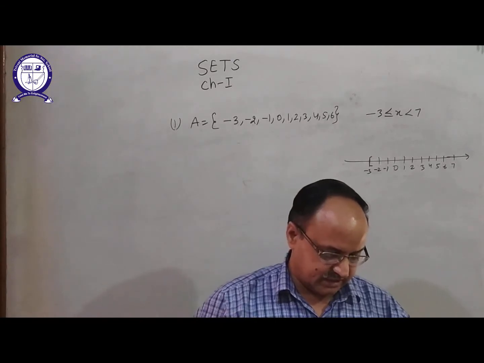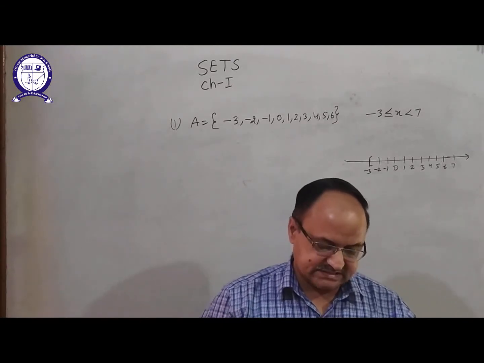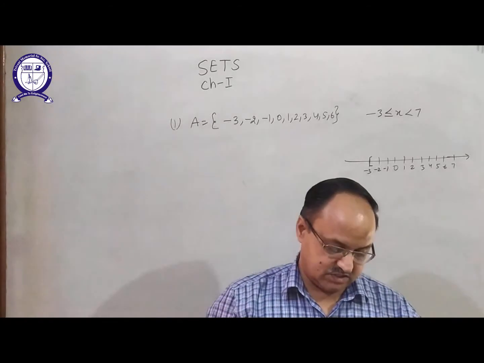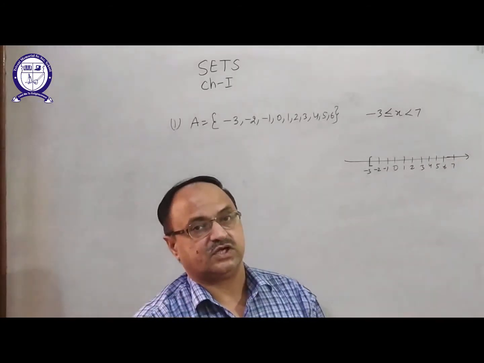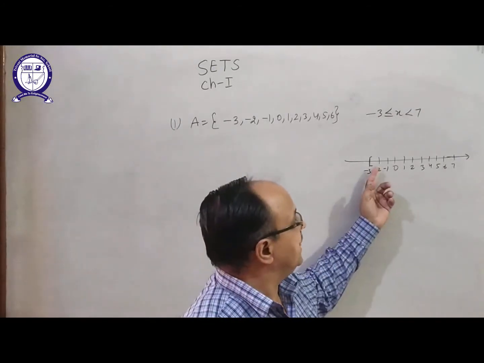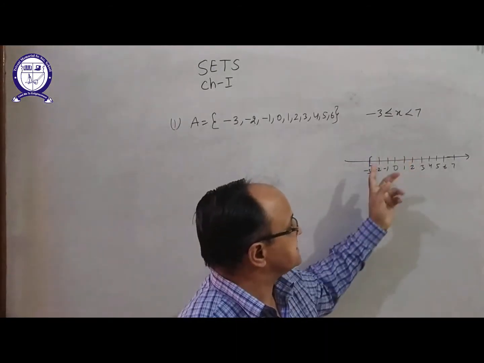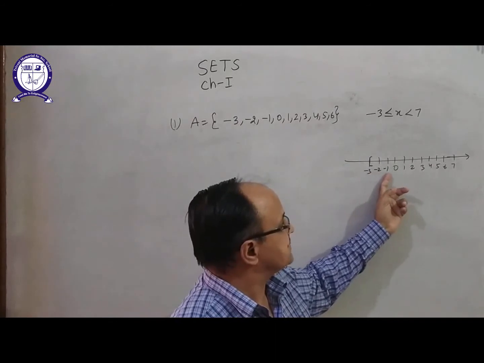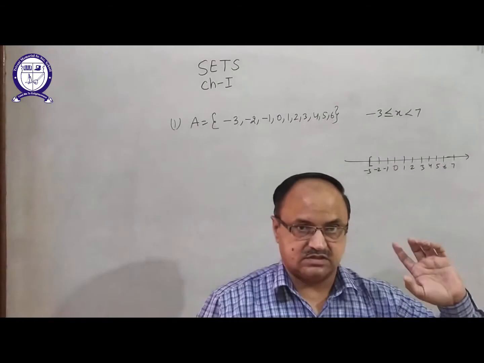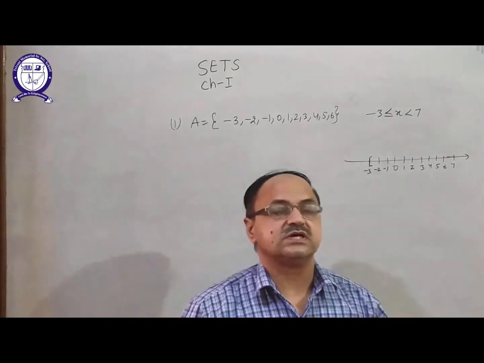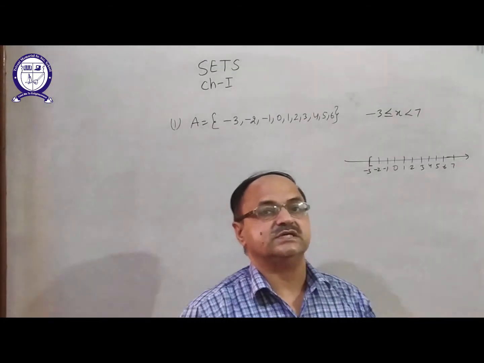The question, again I repeat: x is an integer which lies in minus 3 less than or equal to x less than 7. So the values of x are minus 3, minus 2, minus 1, 0, 1, 2, 3, 4, 5, 6. 7 is not included, because 7 is not included.